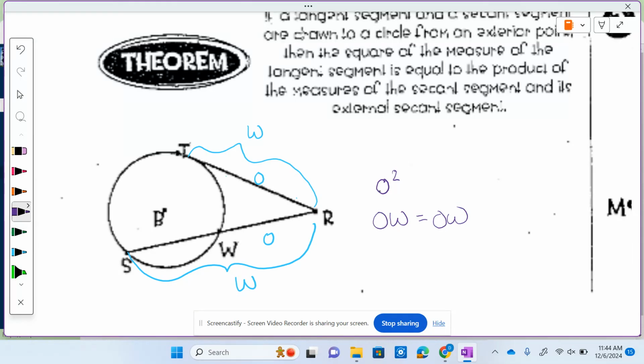So it says if a tangent segment and a secant segment are drawn to a circle from an external point, then the square of the measure of the tangent is equal to the product of the measures of the secant segment and its external segment. So let's write out what this looks like using the segment names. Segment TR, the quantity squared equals the outside WR times the whole segment RS. Still an out. You just have to think about what out means. Are we okay with that?